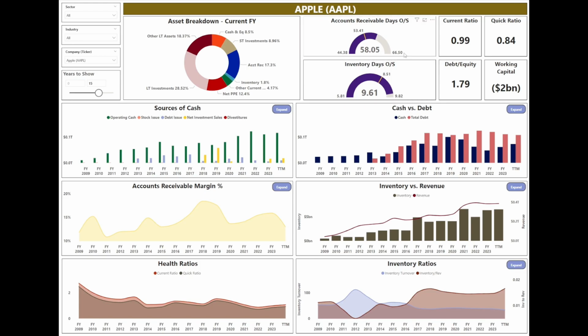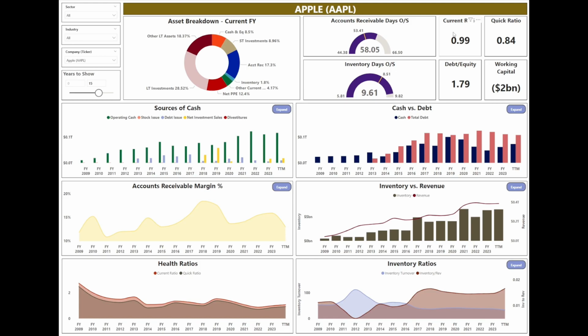This is the min and the max. Their inventory, it's actually taking them a little bit longer to sell all their inventory now, 9.6 days. Their average here is 8.5 days. You want to see this to be below that average. And then a few other KPIs like current ratio, quick ratio, debt to equity, and working capital.